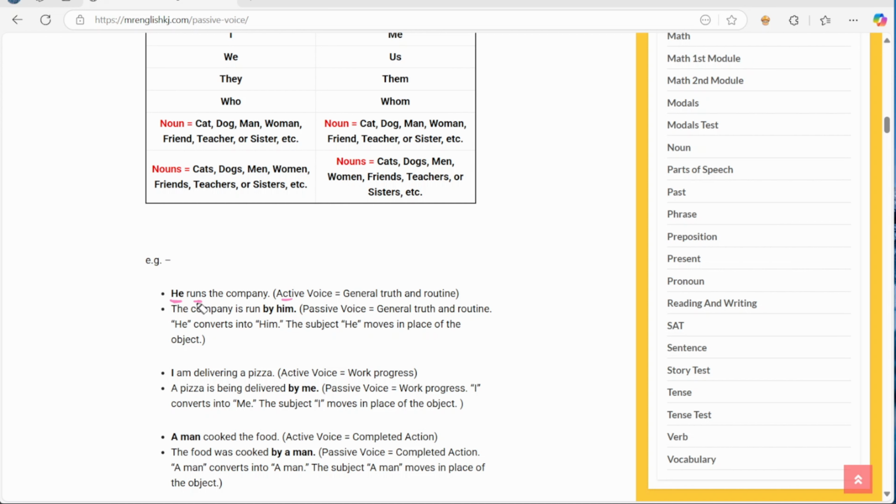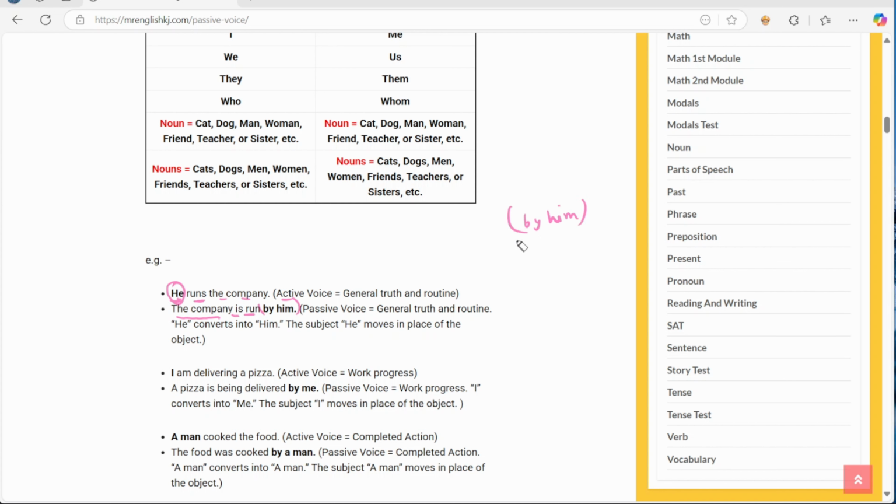But in passive, suppose that in real life, if we say he runs the company, maybe other employees or other people or other board directors, they don't like it. They might get discouraged or they do not get motivated. In this case, what can we do? We can ignore the subject and focus on the verb. The company is run. And that's how we give importance to the verb. We don't need to mention by him. In real life, we don't mention this.